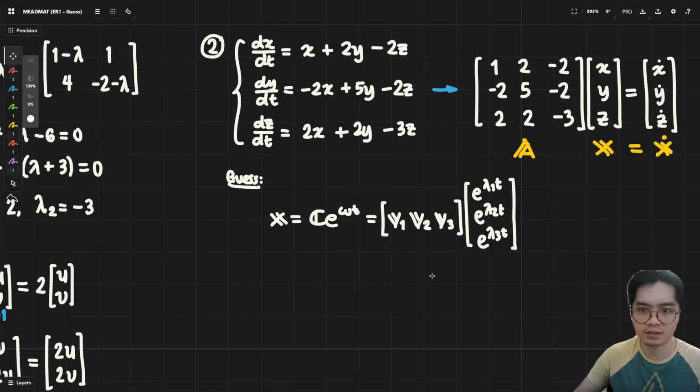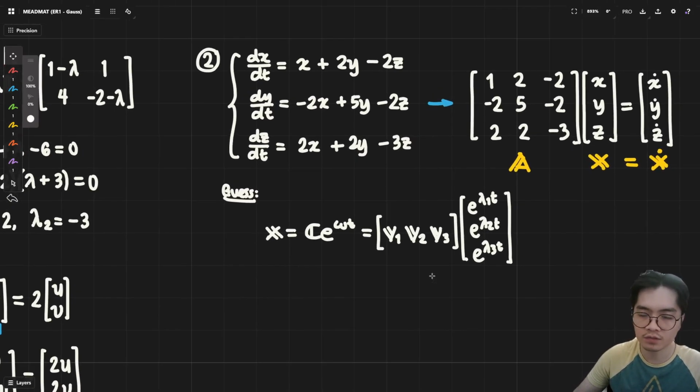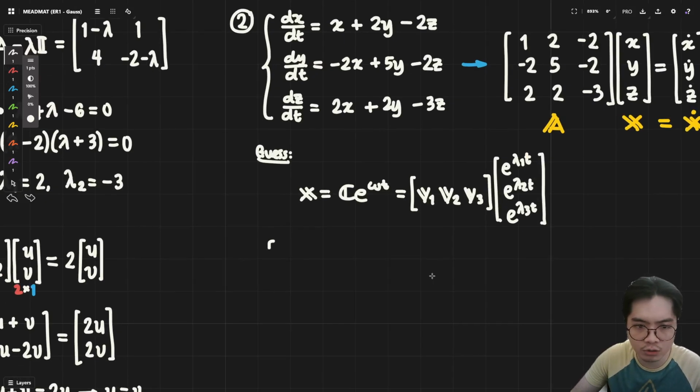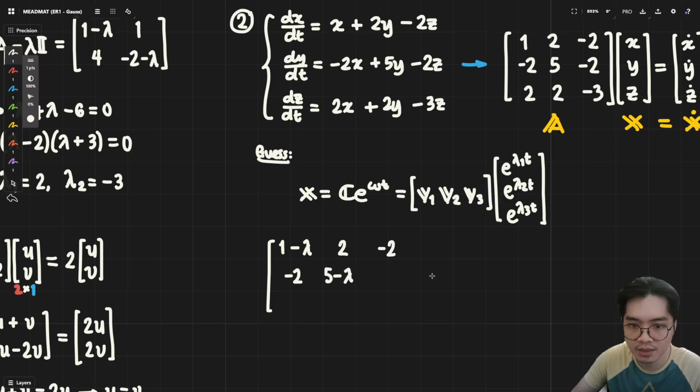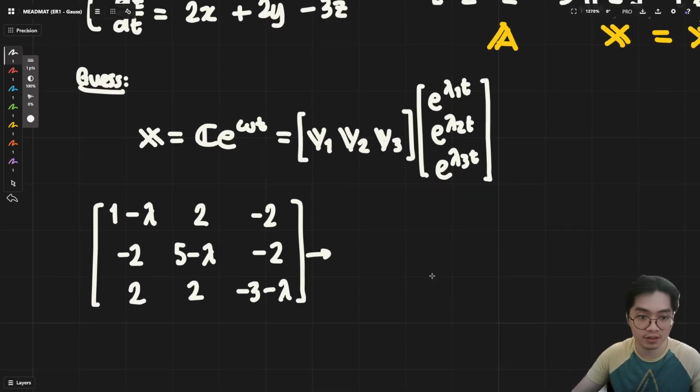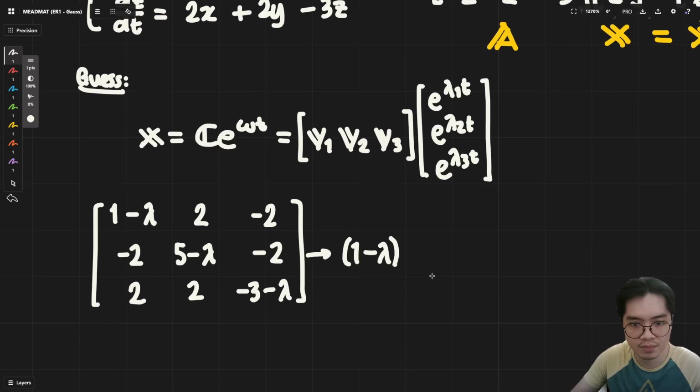Let's first find the values of lambda in here. We will use this original matrix, and let's already include the minus lambdas in them. 1 minus lambda, and then 2, and then negative 2. We'll have negative 2, 5 minus lambda, and then negative 2. We will have 2, 2, negative 3 minus lambda. And then if we put them all together, we will get the determinant of everything, which is 1 minus lambda, 5 minus lambda, negative 3 minus lambda.